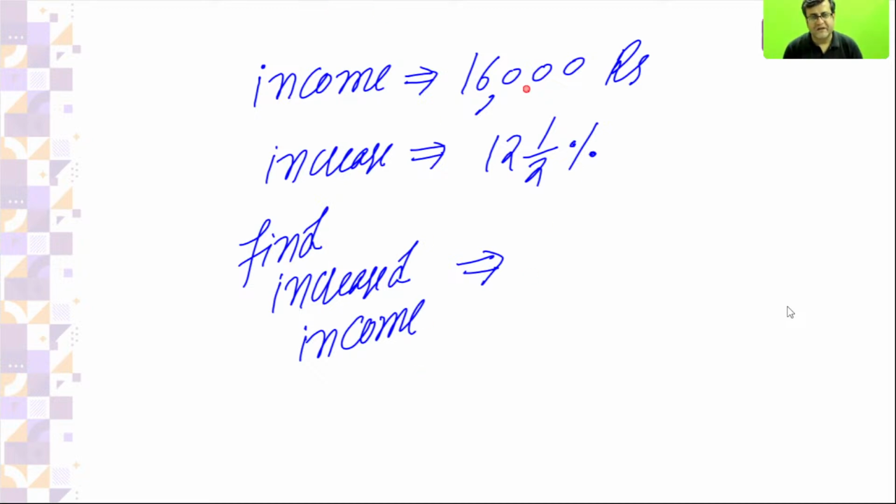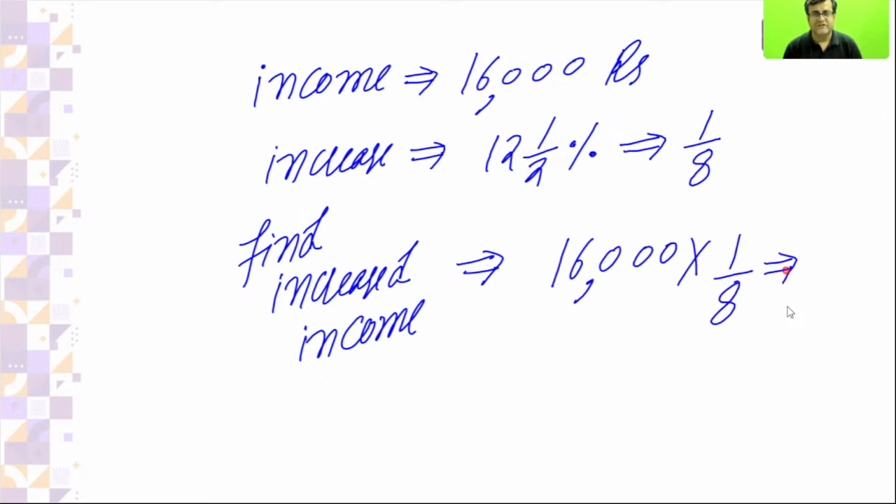16,000 is the income. 12 1/2% increase means 1/8 is the increase. Either you can find 1/8 of 16,000, so you will get 2,000. 16,000 is the income, 1/8 is the increase, so 2,000 is the increase. So 16,000 plus 2,000, the final increased income will be 18,000 rupees.